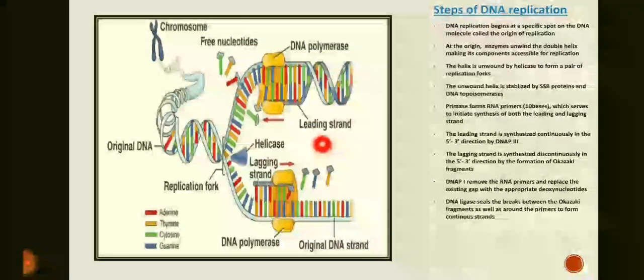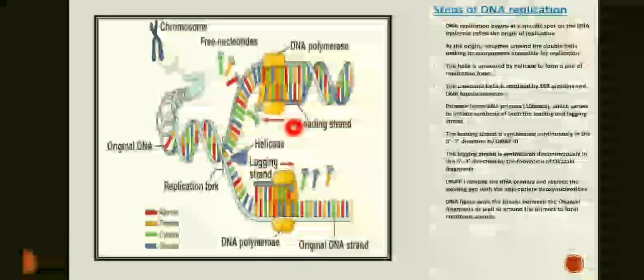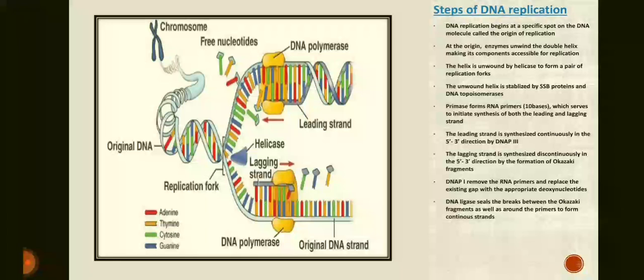The leading strand is synthesized continuously in the 5' to 3' direction by DNA polymerase III, and the lagging strand is synthesized discontinuously in the 5' to 3' direction by the formation of Okazaki fragments. DNA polymerase I removes the RNA primers and replaces the existing gap with the appropriate deoxynucleotides. And DNA ligase finally seals the breaks between the Okazaki fragments as well as around the primers to form a continuous strand.